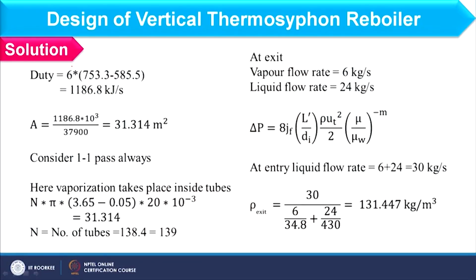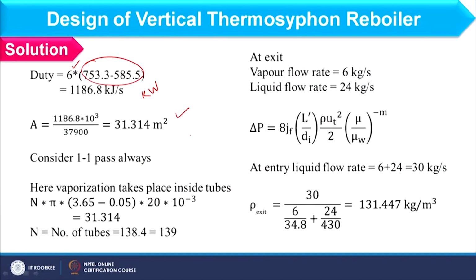First of all, as you know, for heat transfer equipment we find out the heat duty. That will depend on how much vapor we have to generate and the latent heat. According to the problem we have 6 kg per second of vapor, and this is basically the latent heat. So a total of 1186.8 kilojoule per second, or we can say kilowatt, of heat duty is available.